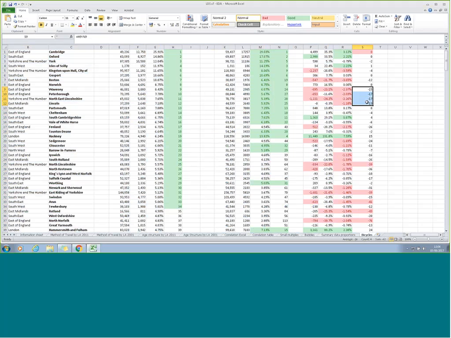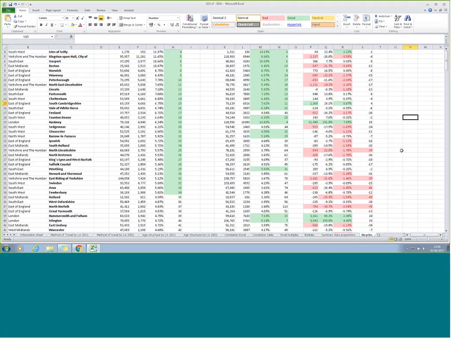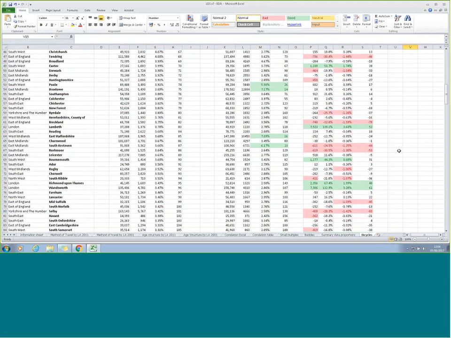It'd be interesting to know what happened in these various places, mostly in the East Midlands between 2001 and 2011, East Midlands and East of England. Why did everybody suddenly stop riding bicycles? All sorts of things we can pick out here.